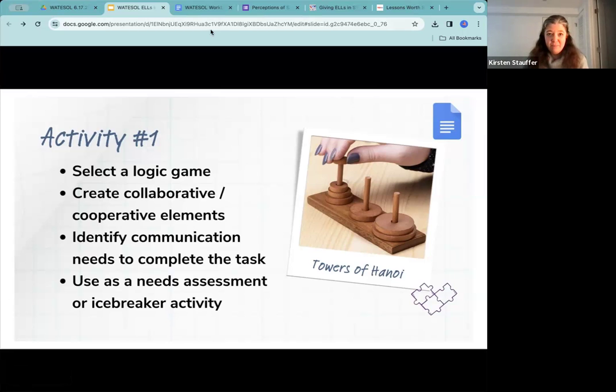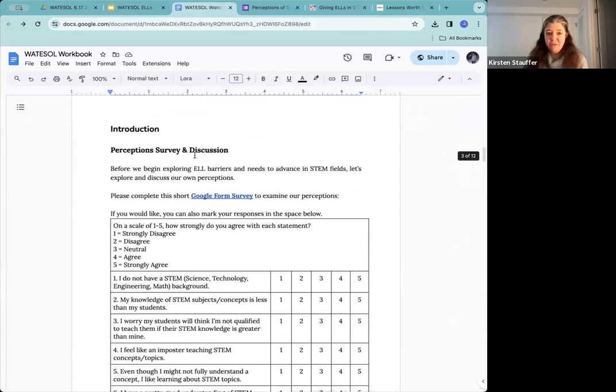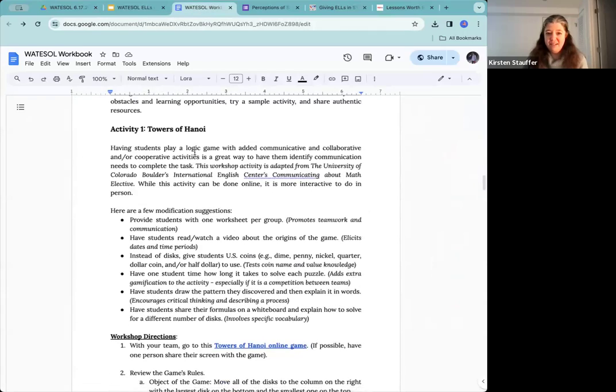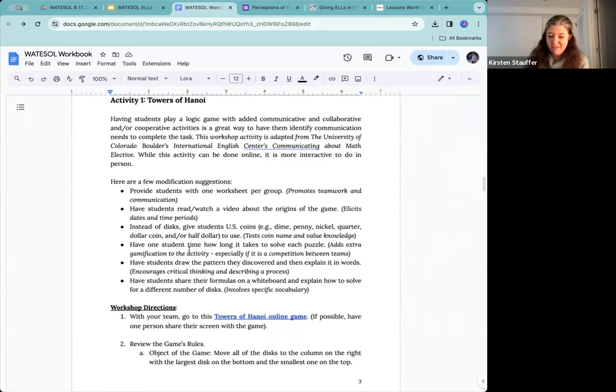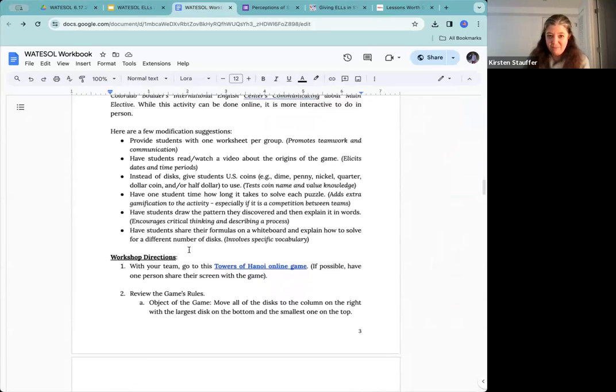So in the workbook, if you go to the activities section, I have the link for the Towers of Hanoi, and I have the instructions and how you can modify the game as well. But I'll go ahead and put the link in the chat.